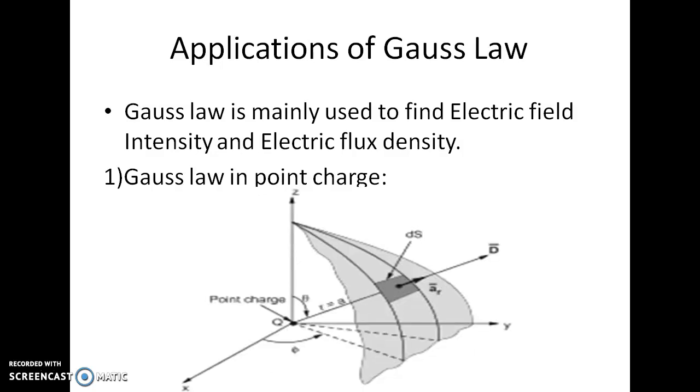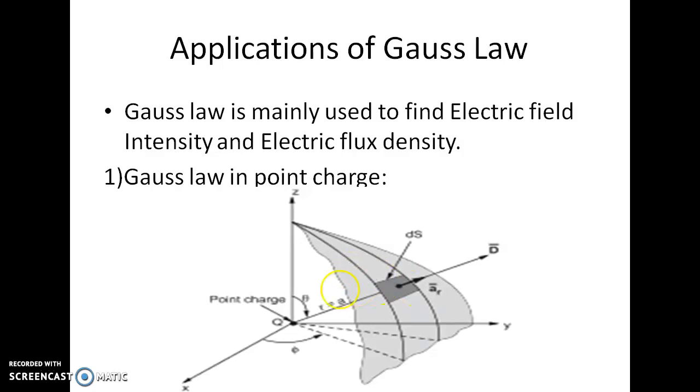So consider this diagram. Here Q is considered as a point charge which is placed at the origin. Whenever a charge is placed at a particular place, there will be flux lines produced around that charge. The flux lines will normally be produced in a spherical shape. So instead of the Cartesian coordinate system, I will consider the spherical coordinate system.